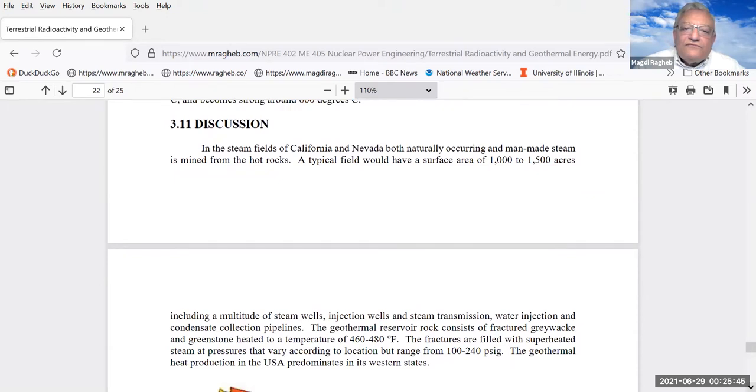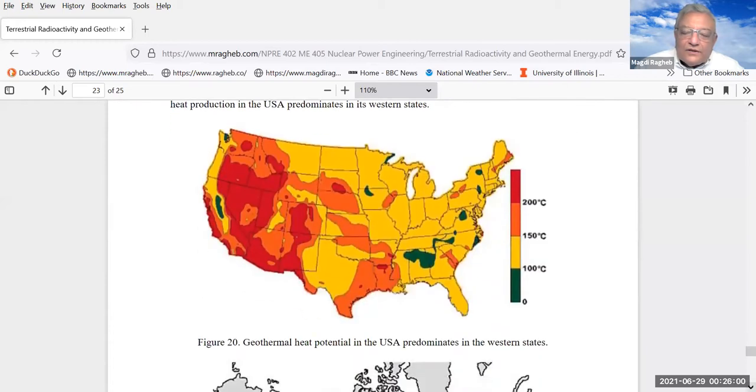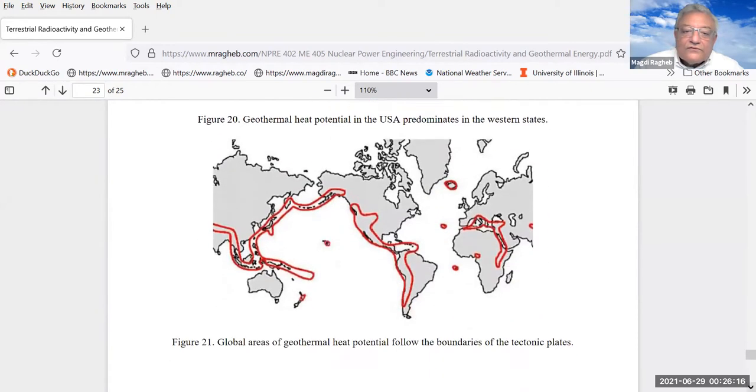So the steam fields of California and Nevada, both naturally occurring and man-made steam, are mined from the hot rocks, and the typical field would have a surface area of 1,000 to 1,500 acres. And we identify geothermal heat as a possible source of energy in the United States. This shows the geothermal heat potential in the United States. It predominates, obviously, in the mountainous regions of the western states. And so that is the source of energy.